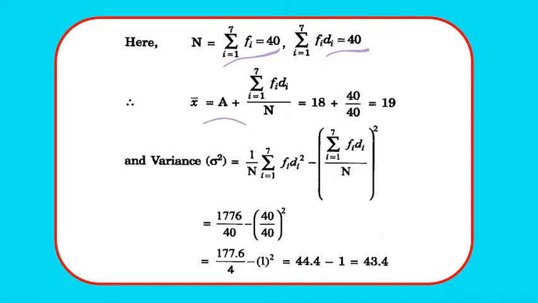So x bar will be equal to a plus sigma fi di upon n, that is 18 plus 40 upon 40, that is 19. And variance sigma square equals 1 upon n sigma fi di square minus sigma fi di upon n whole square, which is equal to 1776 upon 40 minus 40 upon 40 whole square, which gives 43.4, which is the required variance. Clear? So pause and note down the solution.